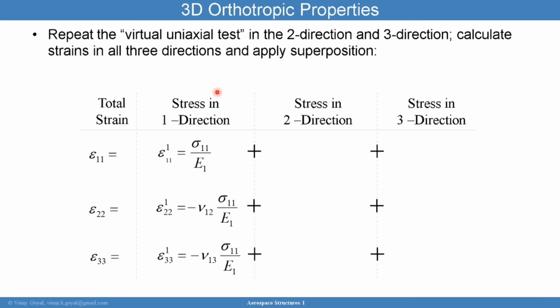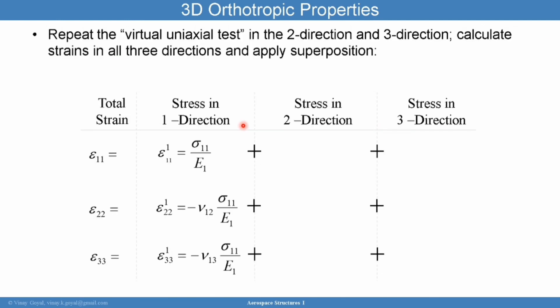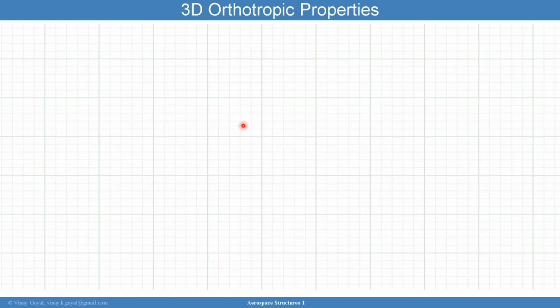What I could do now is repeat the experiment by applying a load in the two direction. And that's a very simple task. All I have to do is repeat this experiment, but in the two direction. And so now in this case, the bar is oriented this way.